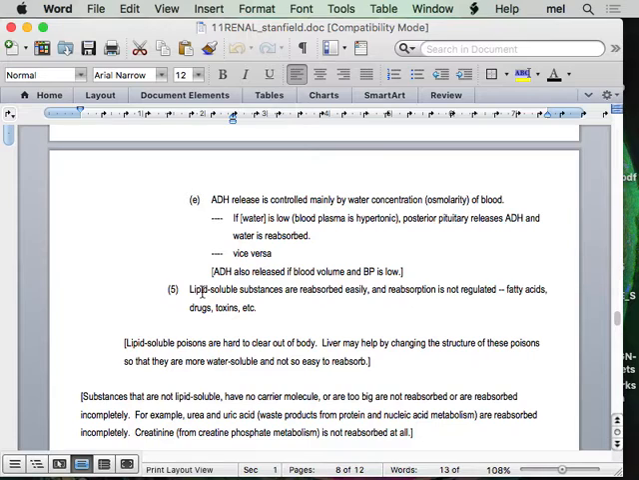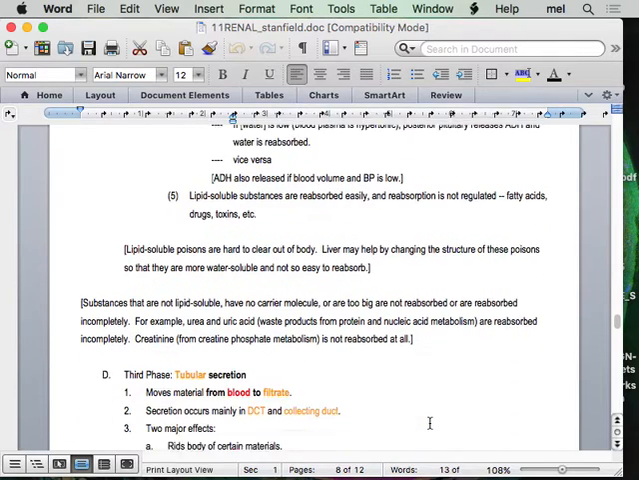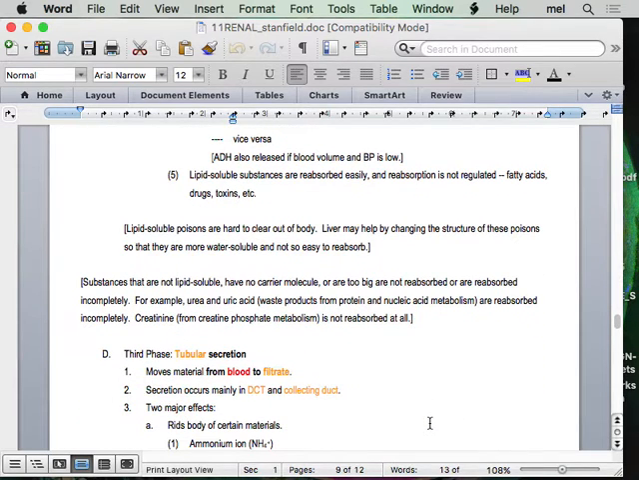So can you see why the kidneys are not very good at clearing lipid-soluble substances from your body? They're really hardly effective at all. They can't really do very much. It just diffuses straight back in. So if they have no carrier molecule or no way of reabsorbing them, then they get left out there.